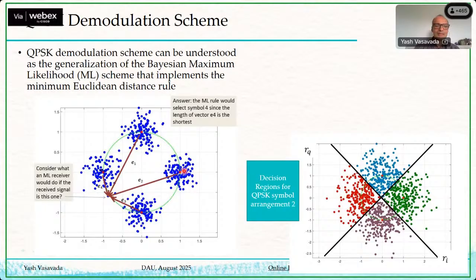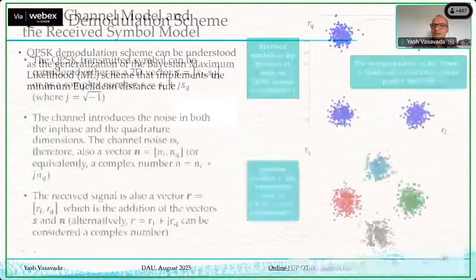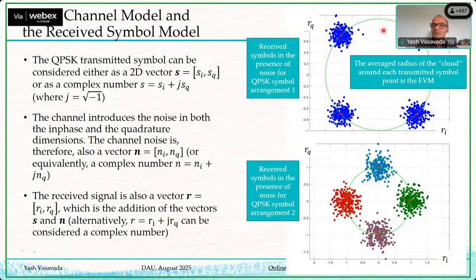This assumes that the 4 symbols are like what is shown here. The only thing that changes if you transmit QPSK in some other alternative arrangement is that the decision boundaries get rotated in the same manner that you rotated the transmitted symbols. You could transmit symbols like this, which is what I had shown here. For this, the perpendicular bisectors are simply the in-phase and quadrature axes, and the decision regions are simply the four quadrants.